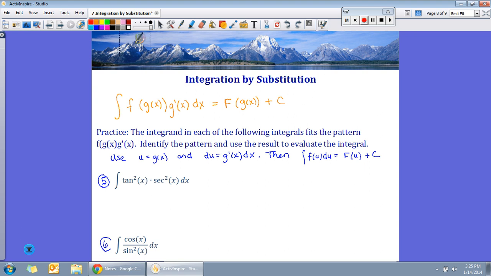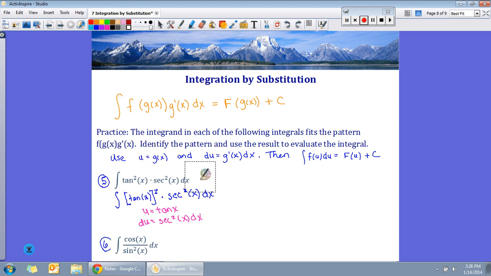For number 5, this one gets even trickier because we don't have an inside function until you realize that the derivative of tangent is secant squared. So what we really want to do is rewrite it so that our function looks like tangent squared x times secant squared x dx. So now that we have that, we can identify that u is the tangent function and our du is the secant squared x dx.